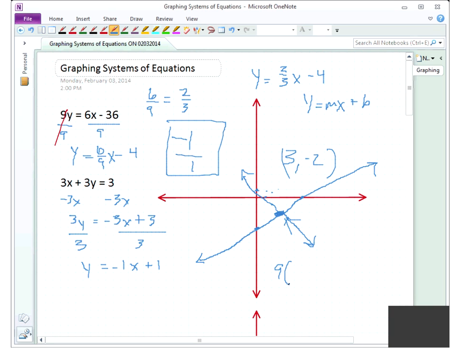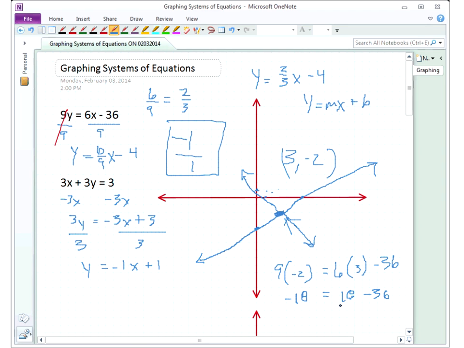So 9y, that's 9 times -2, equals 6x, and we found x to be 3, minus 36. So 9 times -2 is -18, equals 6 times 3 is 18, minus 36. So -18 equals -18. 18 minus 36 is, of course, -18. So it works perfectly there. Comes out with a true statement.